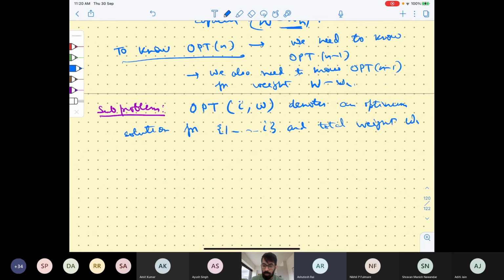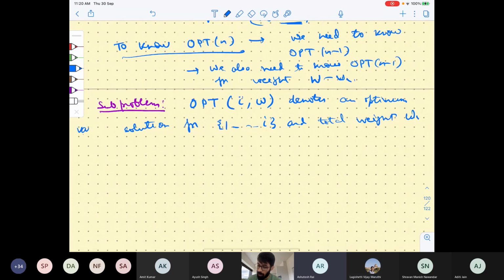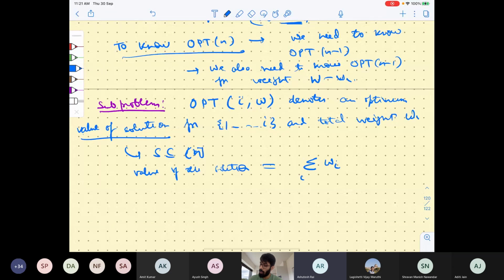Solution means value or set? Yes, so it denotes an optimum solution. Let's say value of an optimum solution. Thank you for pointing out. So what is the value of a solution? If S, a subset of n, is a solution, then the value of a solution is equal to that. Thank you.